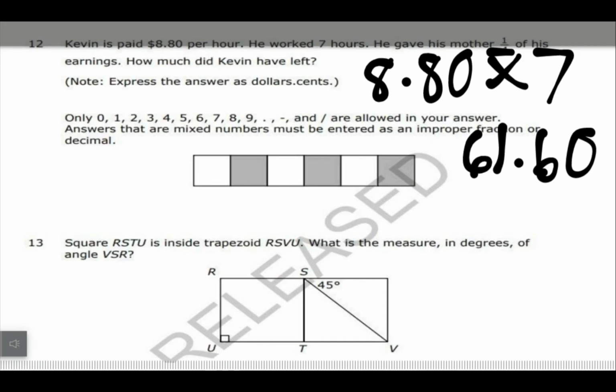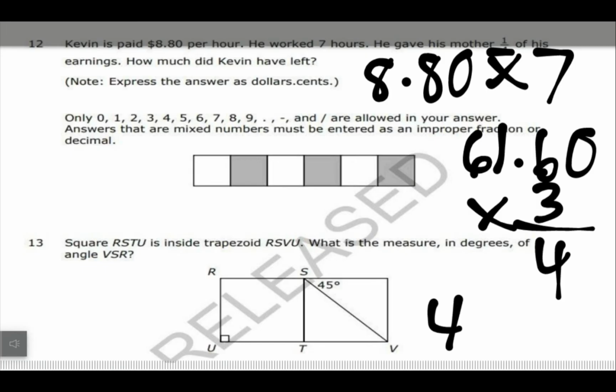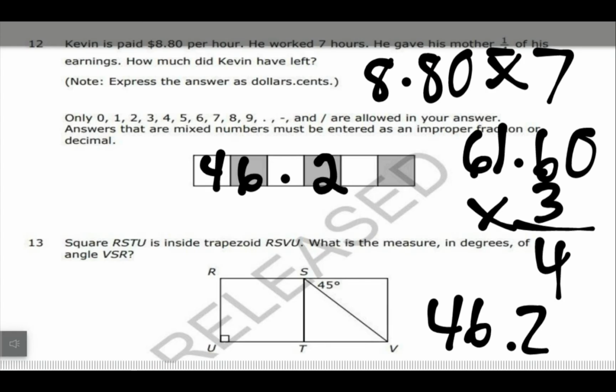Okay, but what I'm going to do, since he gave his mom 1/4 and we want to know how much he has left, we can just multiply this by 3/4 because that's how much he has, because he's giving away 1/4. Okay. So if I'm going to take 61.60 times 3/4, again, you can change it to a decimal. I did 0.75 on my calculator, so that's 46.2. All right, again, you enter in, remember the decimal has one space here.